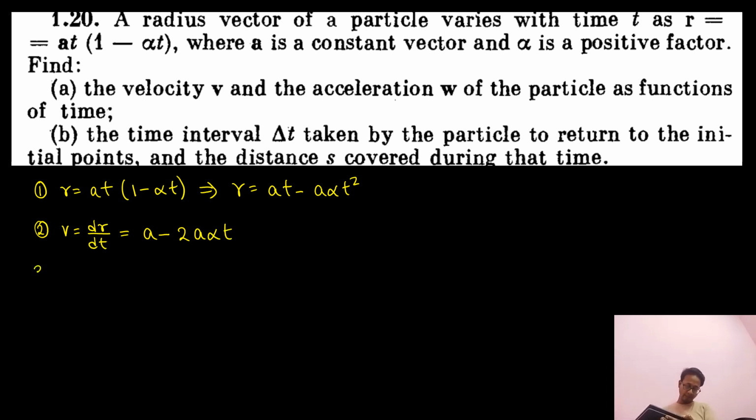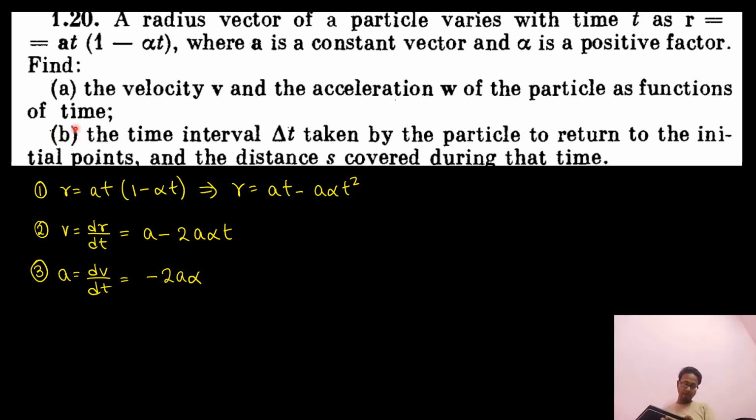The third part is the acceleration vector. a is equal to dv by dt. So to differentiate this with respect to time, it is 0 - 2a alpha. So the acceleration is equal to a constant. We found the velocity with respect to time and the acceleration with respect to time.